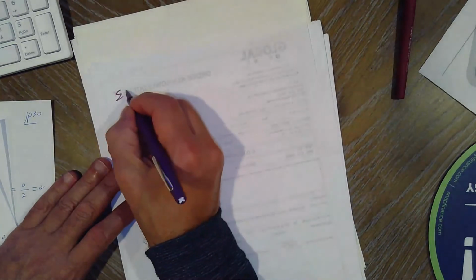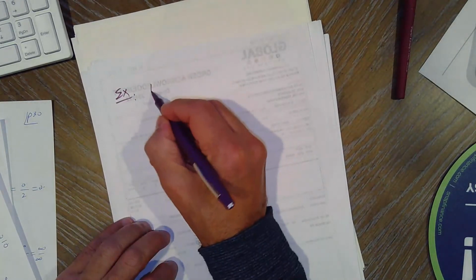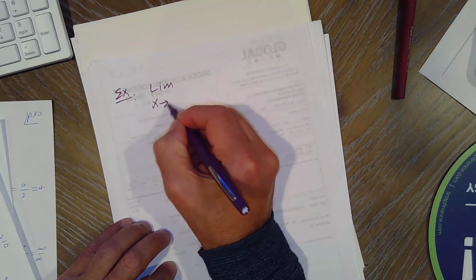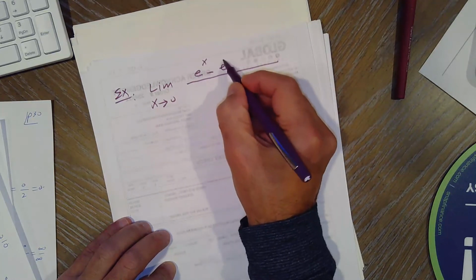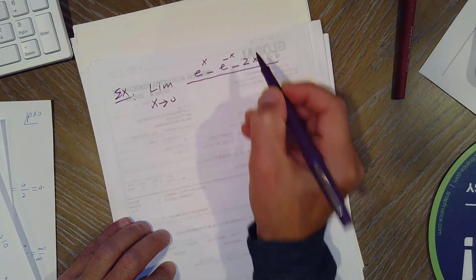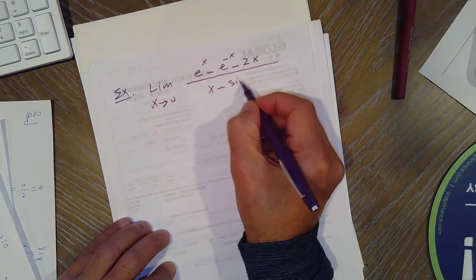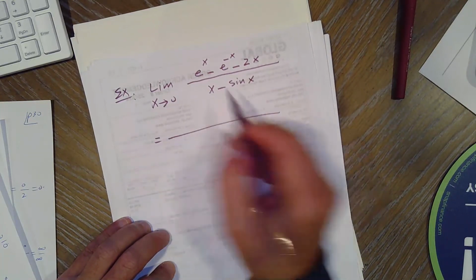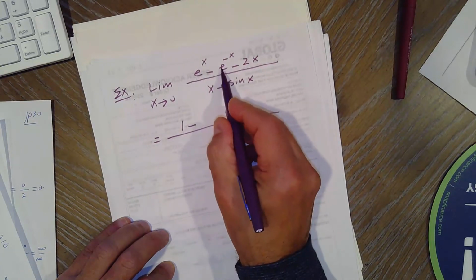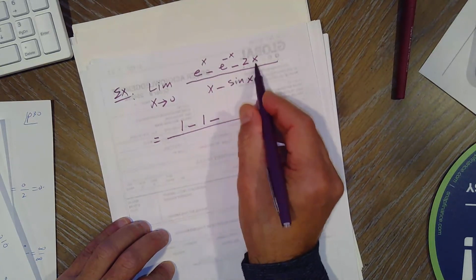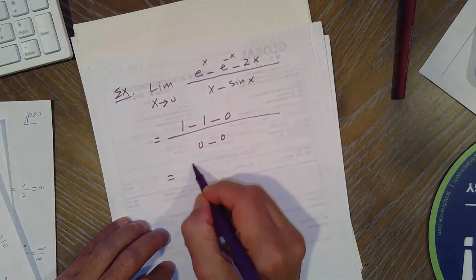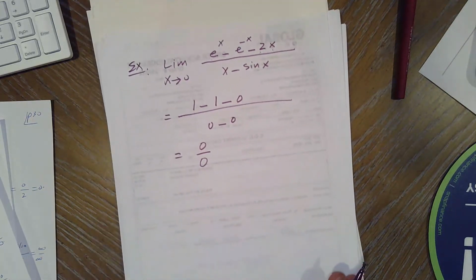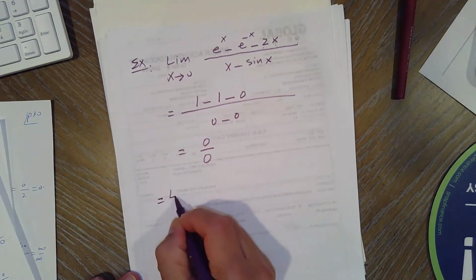Alright, here's another example. This is not from the book. Limit as x goes to 0 of e to the x minus e to the negative x minus 2x over x minus sine x. If we plug the 0 in, e to the 0 is 1, minus e to the 0 is 1, minus 2 times 0 is 0, 0 minus sine 0, so we get 0 over 0, which is indeterminate. Now we're going to do derivatives using L'Hopital's rule.